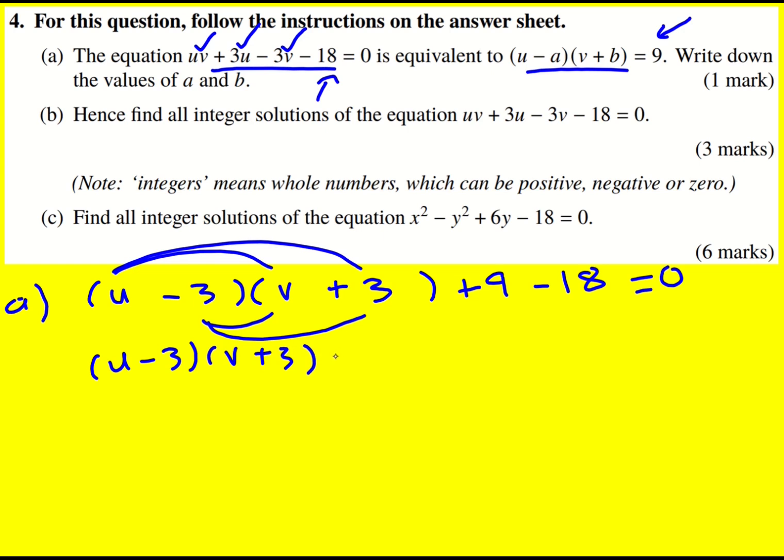So I'll get minus 9. If I add 9 to both sides, I get a double bracket equal to 9 as required. You can see that A is equal to 3 and B is equal to 3.